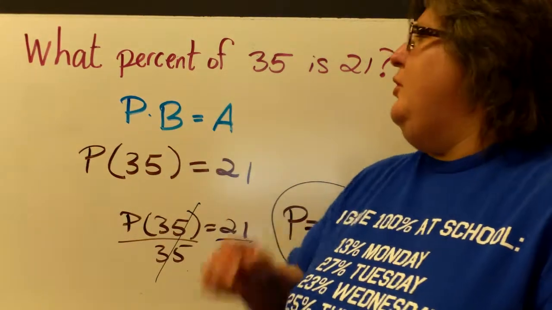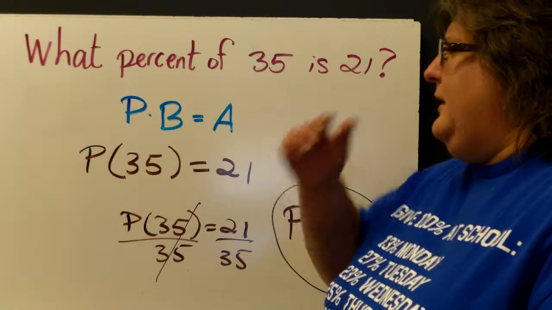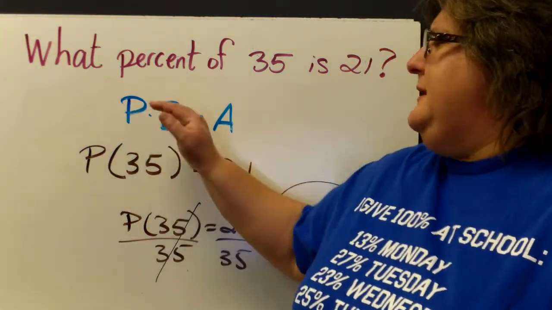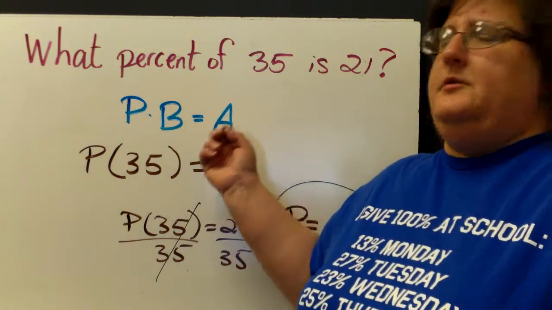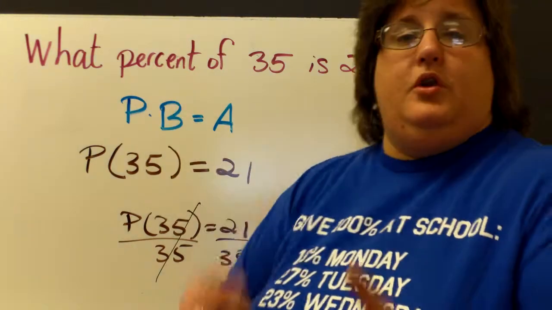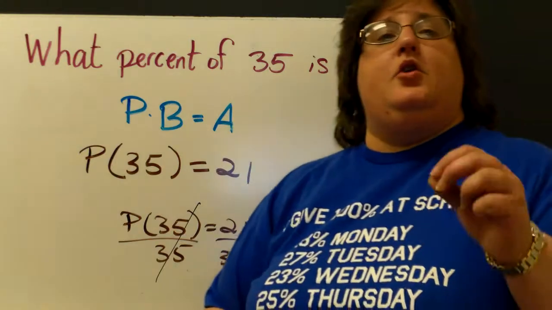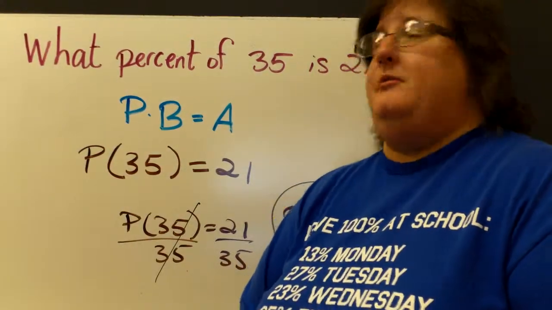In this example, what percent of 35 is 21? Key components, folks. Again, percent times the base is the amount. P times B equals A. What percent? We're looking for that. We don't know. There's no percent symbol, just the word percent. We're looking for the percent. That's where the variable is going to go. That's where the letter will be represented.